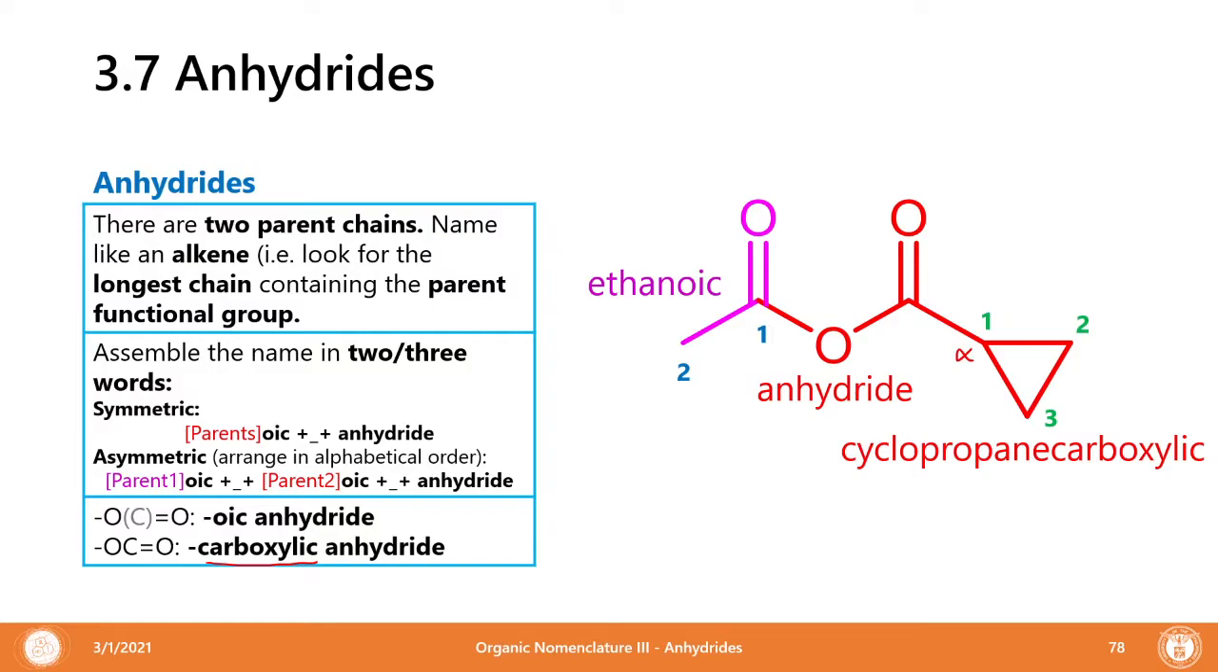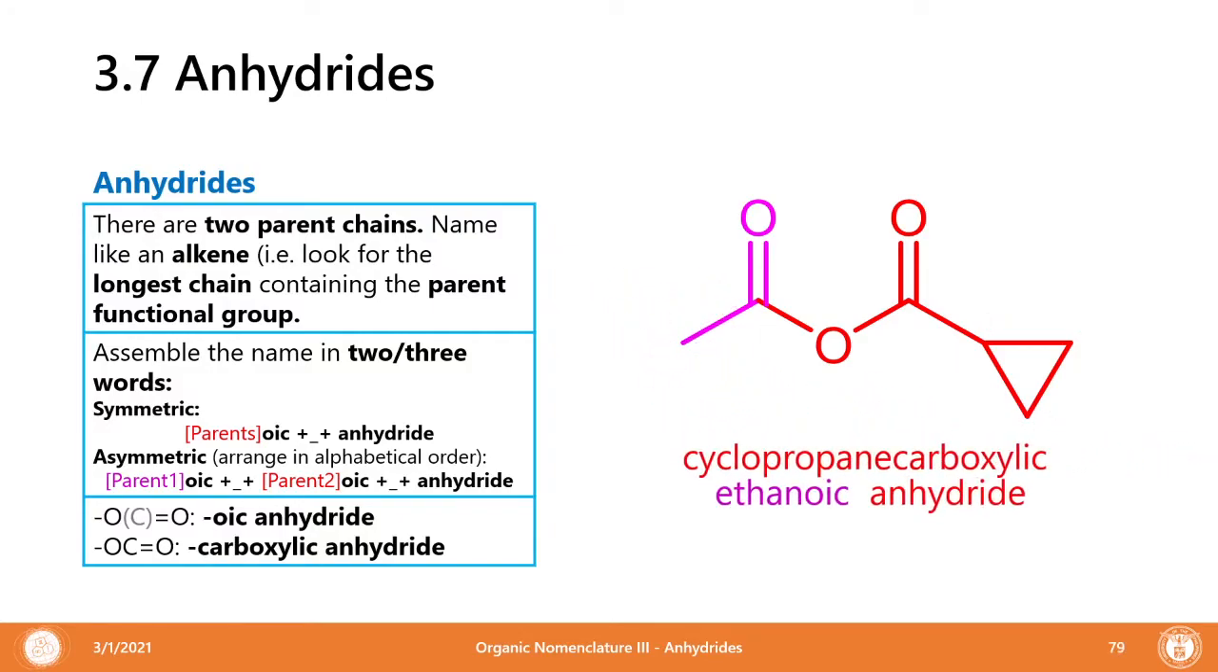And assembling this, we get cyclopropane carboxylic ethanoic anhydride. So this is an asymmetric anhydride, and so when we name it, the two words must be arranged in alphabetical order. And so this is a 3-word name.